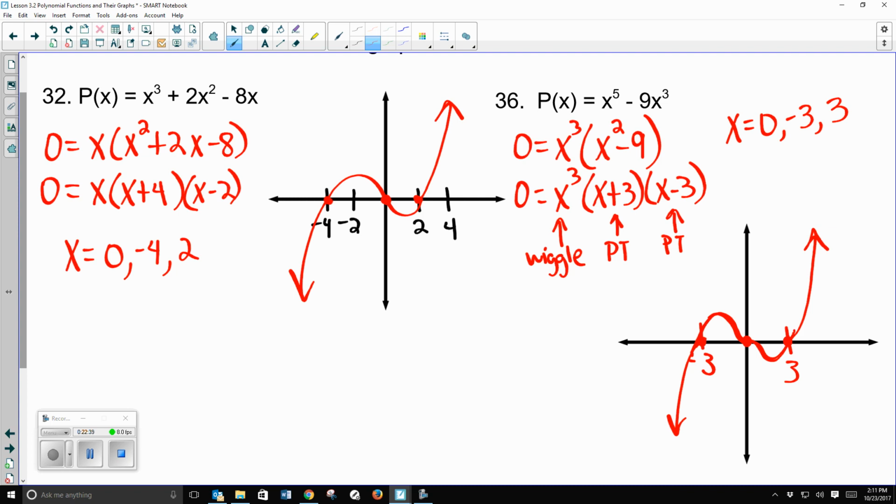Remember, something that can back this up is the n minus 1 terms. So 5 minus 1 is 4. It has 4 terms: 1, 2, 3, 4.